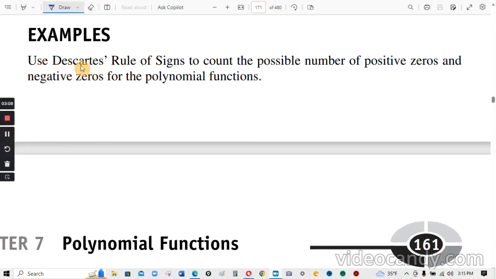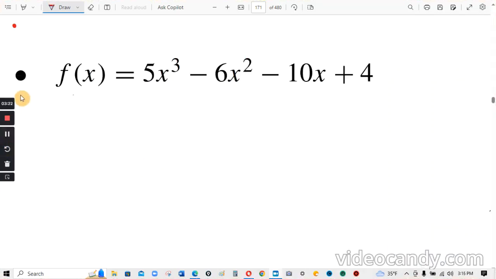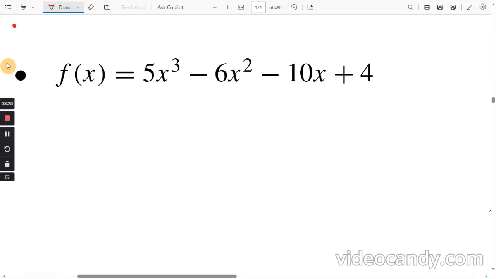All right, for the examples, we're going to use Descartes' rule of signs to count the possible number of positive zeros and negative zeros for the polynomial functions. All right, so let's take a look. So this will be example 1. And here is our polynomial function f of x, and we want to find the number of positive and negative zeros.